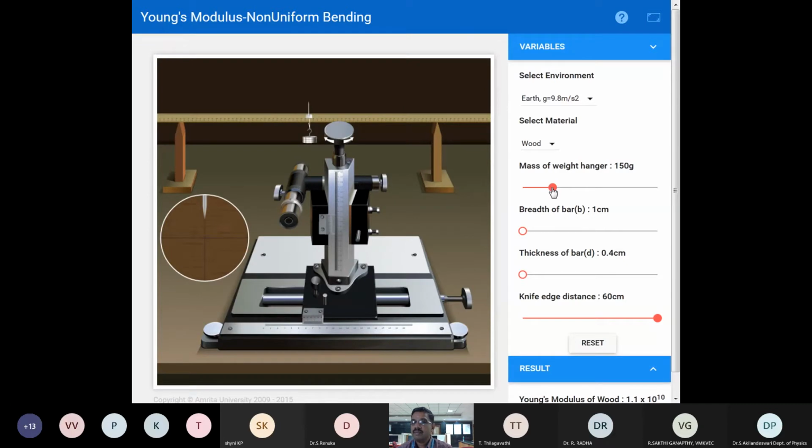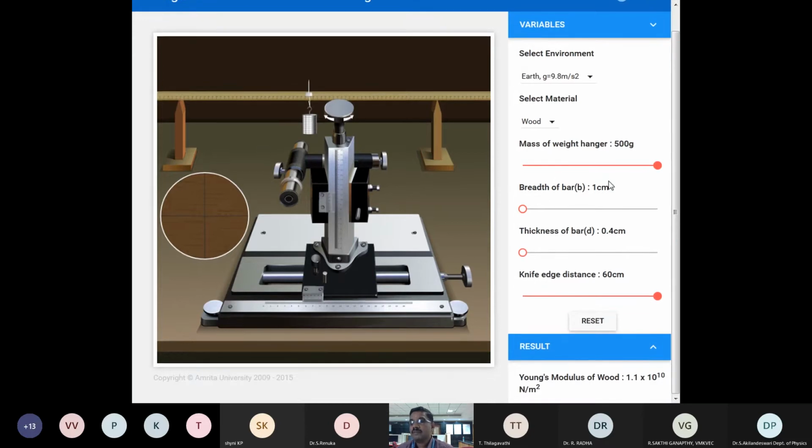So in this way, you can very easily do the experiments by adding weights, that is called loading. Then we can remove the weights, that is called unloading. Normally in physics lab, we will use the vernier calipers to find out the breadth and the thickness using screw gauge. Here it is not the case. So here we are fixing the parameters and taking the readings. So the result will also come here.